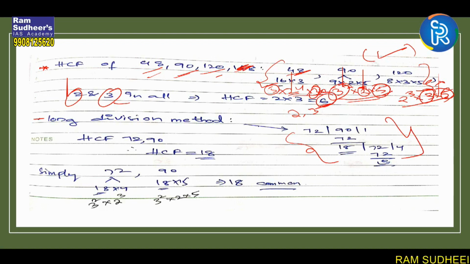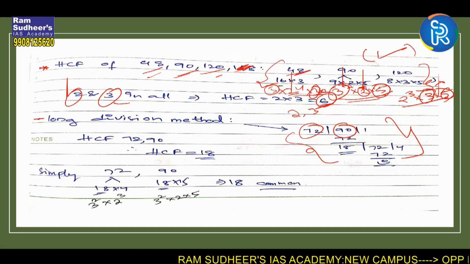And the long division method, this is something like one of the numbers will be in the dividend's place and the other in the divisor's place, and we'll move on. I'm not going to discuss it.